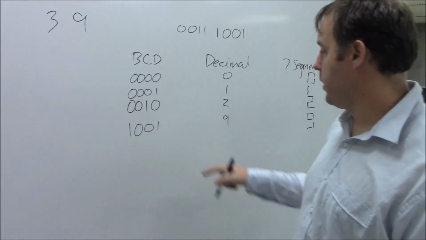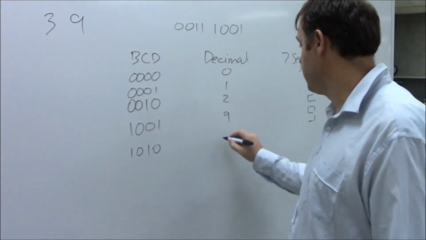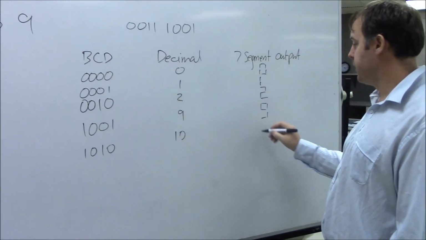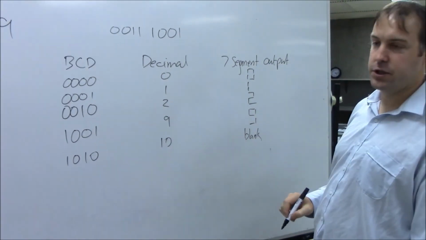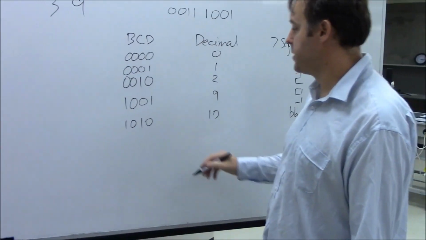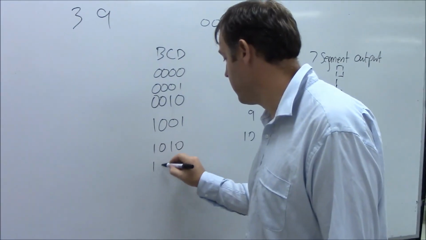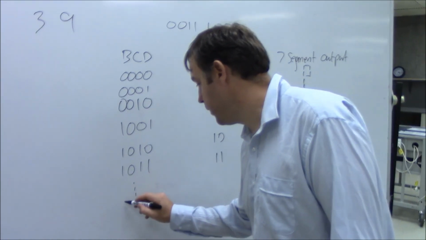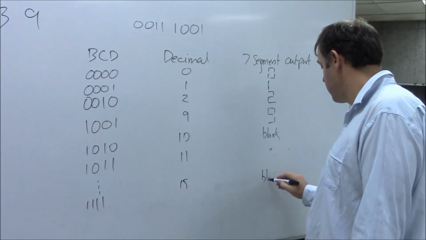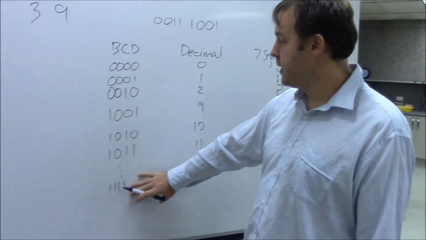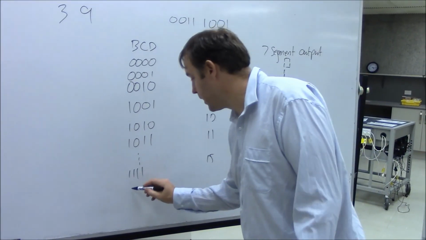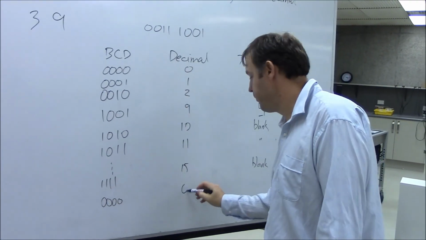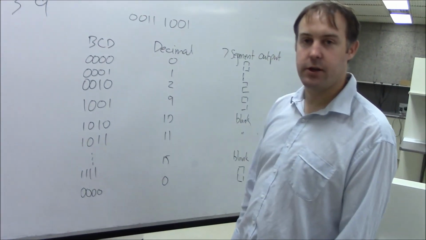Now what's going to happen when we tick over? I can't display that, so it's blank. There's nothing being shown. Okay, and that'll be the same if I keep going, when we get down to 15. But I've run out of states now, so it's gone through all my 16. I'm back to 0 and the segments needed for that. Cool.